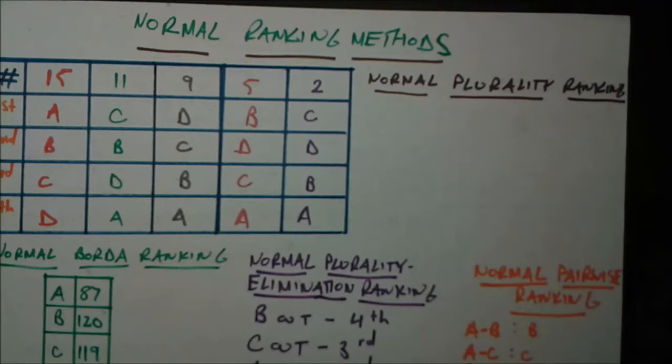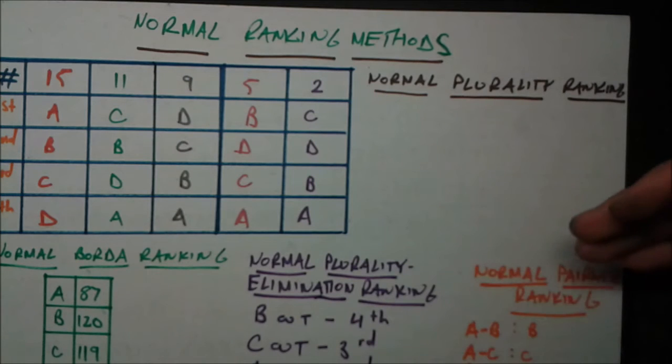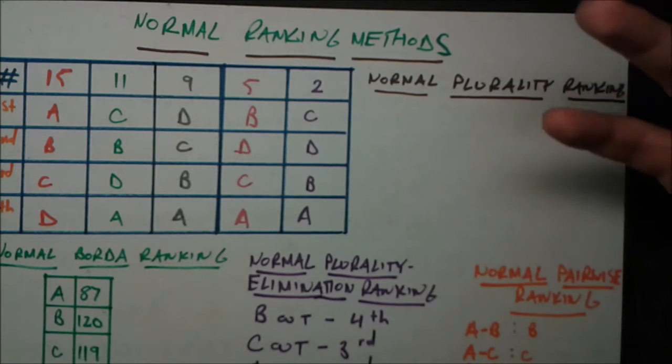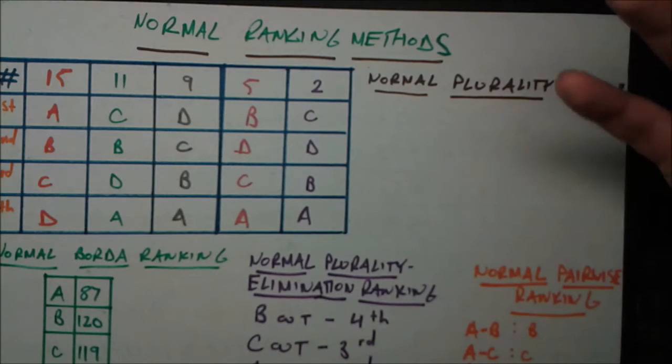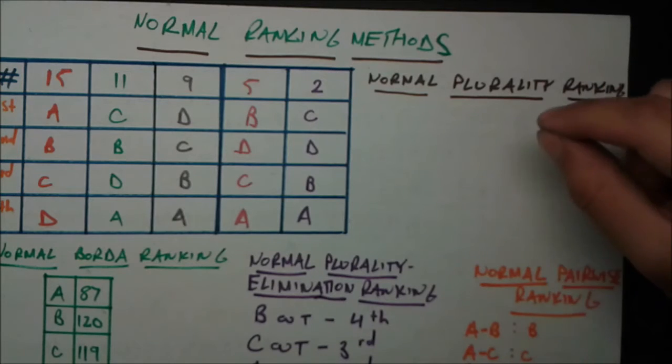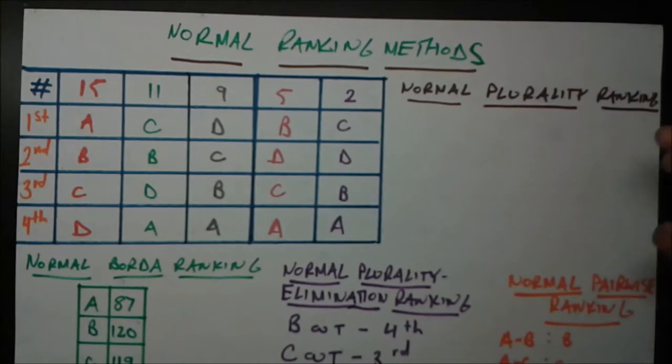So far in the videos prior to this, we've been using different methods like the Plurality Method, Borda Method, Plurality Elimination Method, and the Pairwise Method to try to find the first place candidate in elections. And normally that's what we're worried about. We're worried about the person in first place. But there can be contexts where we're worried about who gets first, who gets second, who gets third, who gets fourth. So a possible context is here.